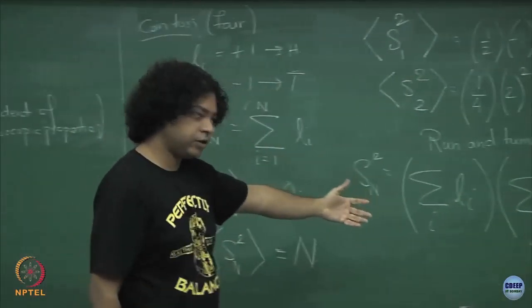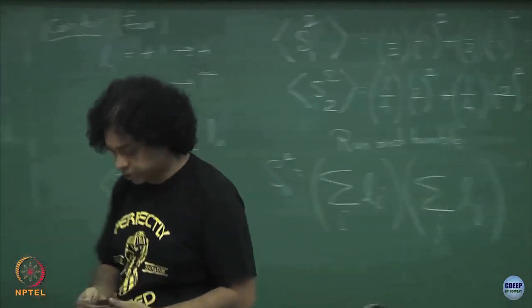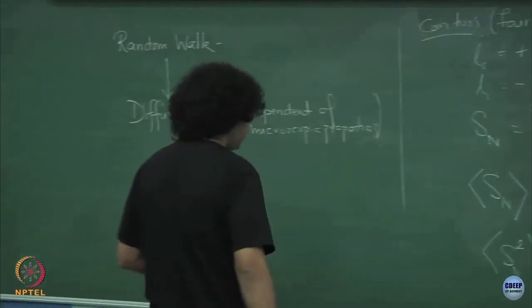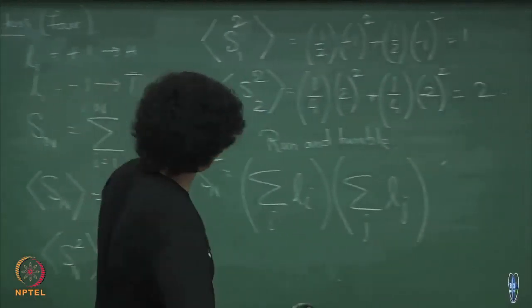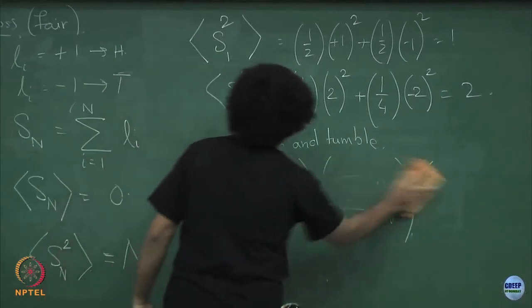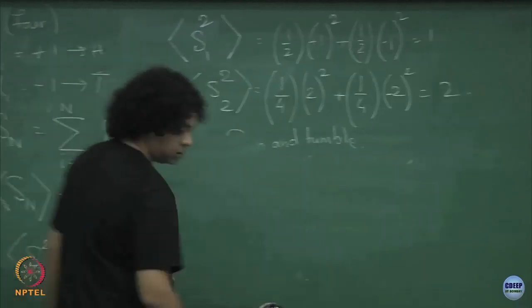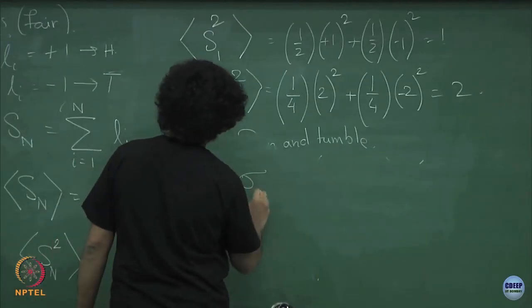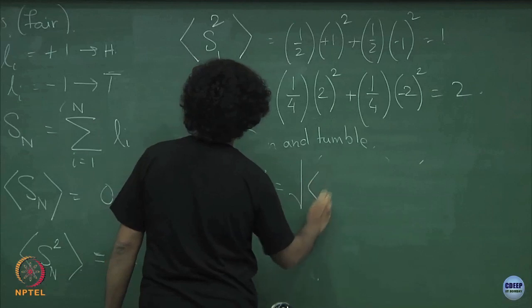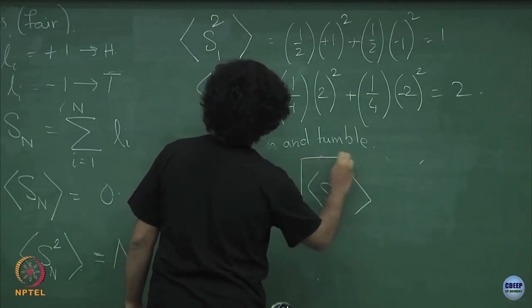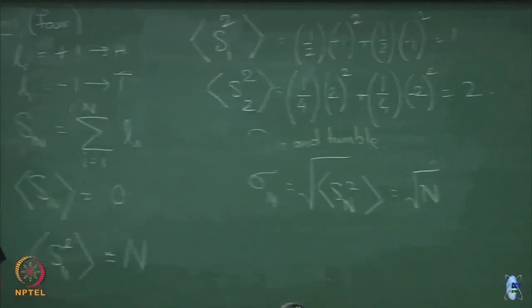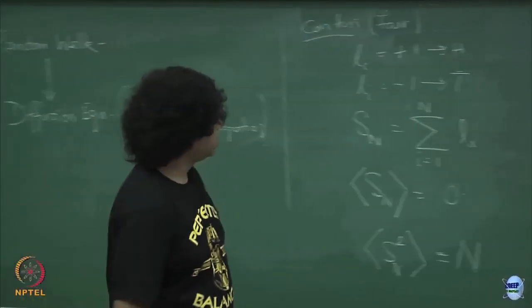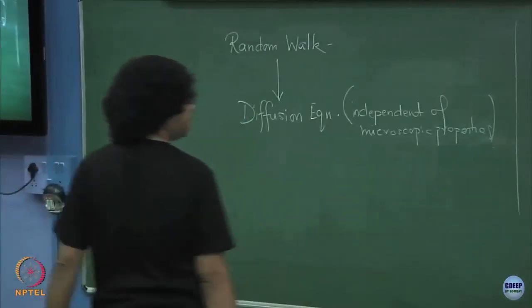Or formally this is what it is. You take this summation, you take the product, that gives you S_N squared. So the standard deviation, sigma_N, which is the square root of this S_N squared, therefore goes as the square root of N for this coin toss process. So that is the simple example. We can now actually take random walks.